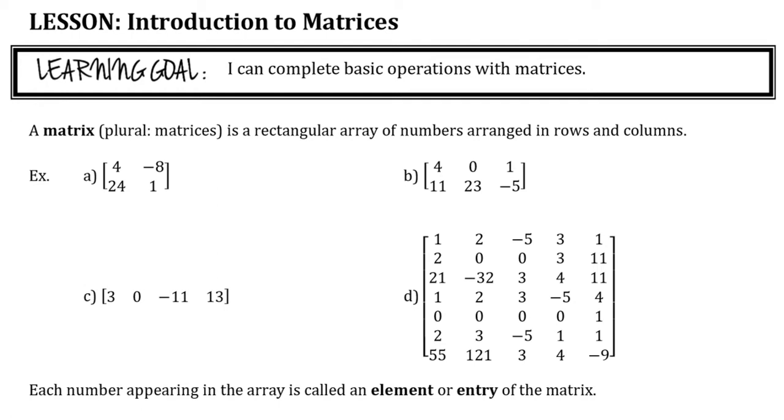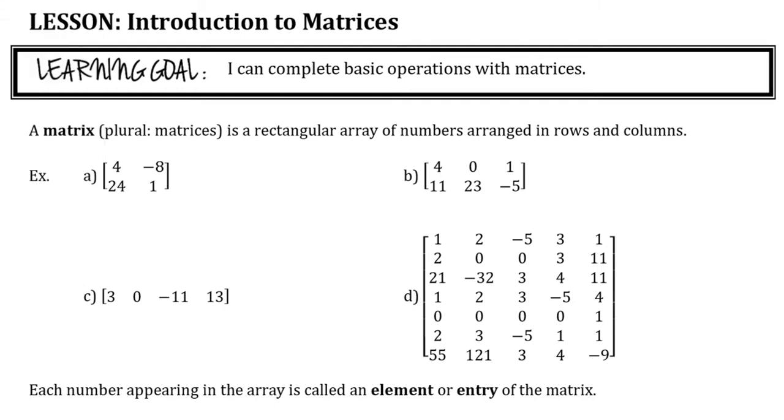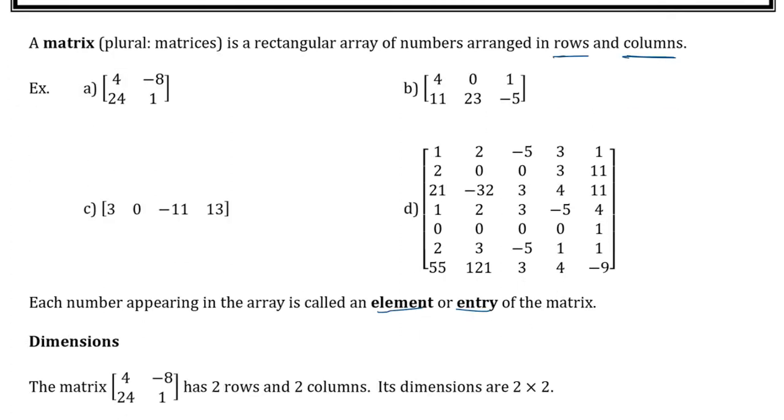So first of all, the definition of what a matrix is. A matrix, and we say matrices for the plural, is a rectangular array of numbers that are arranged in rows and columns. So we've got 4 different examples here, and you can see they're all different sizes, and we'll talk a little bit about their size momentarily. Each number appearing in an array we refer to as an element or an entry of the matrix, and depending on their size, obviously they have more or fewer entries.